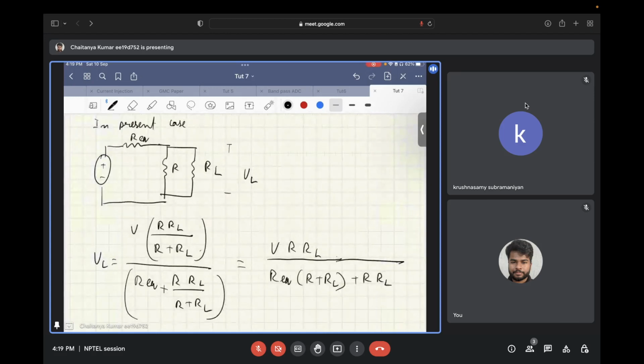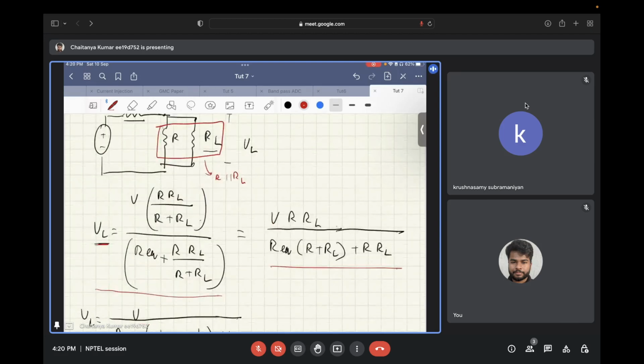Now, in the case that is mentioned in the problem, we have an R equivalent for the rest of the network, then an R in parallel with RL. So if we try to find the voltage across this load, consider this as R parallel RL, and since we have R parallel RL, using the voltage division, we find the voltage developed across this load. So this is what we get over here.